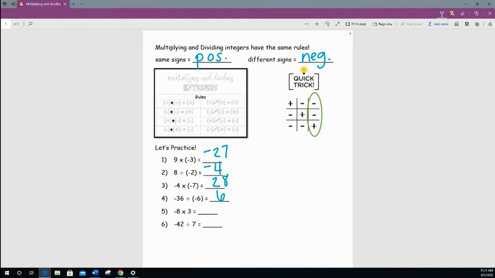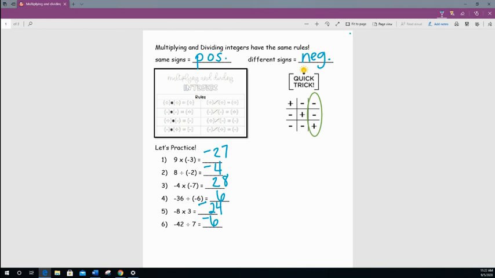Negative 8 times 3. Again, a negative times a positive is going to give us a negative, and 8 times 3 is 24. And for our last one, a negative divided by a positive, negative 42 divided by 7. 7 can go into 42 6 times, and because we have two different signs, our answer is negative.